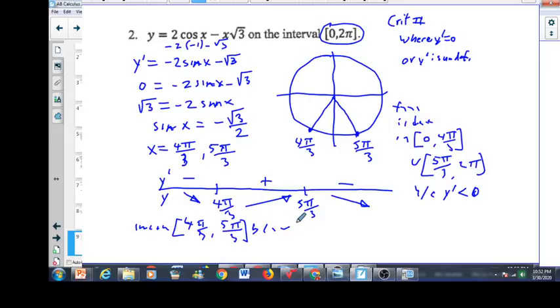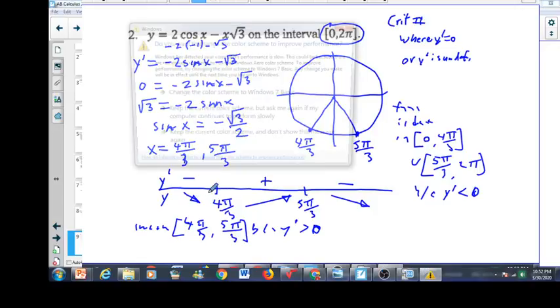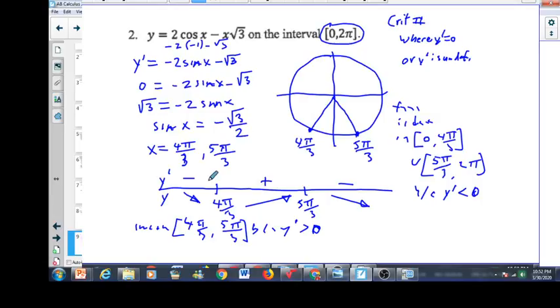Because y prime is greater than 0. Now I'm kind of running out of room. Where do we have a relative minimum? Here at 4 pi over 3, because there's a change. F prime changes from negative to positive. And a relative maximum is at 5 pi over 3, because F prime changes from positive to negative.